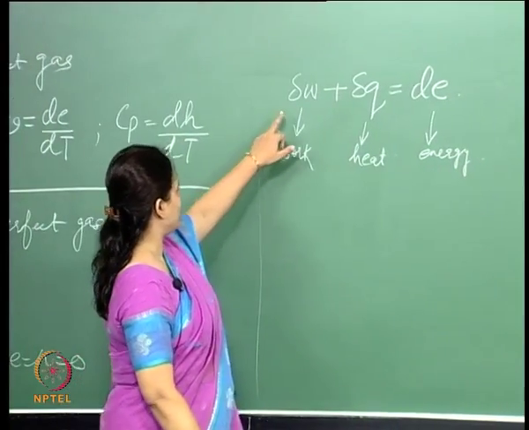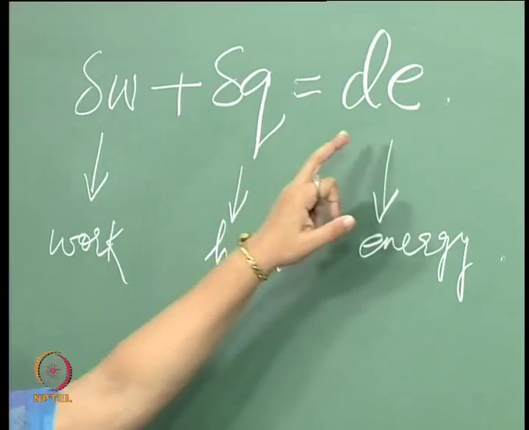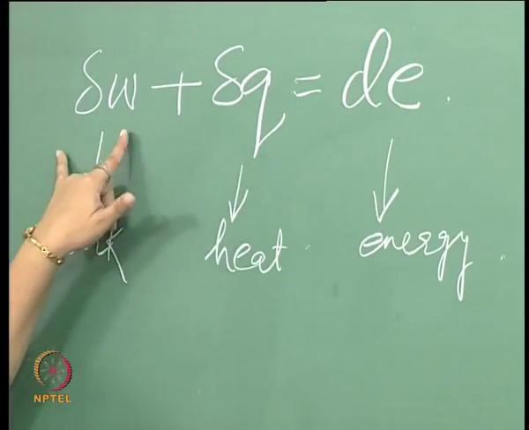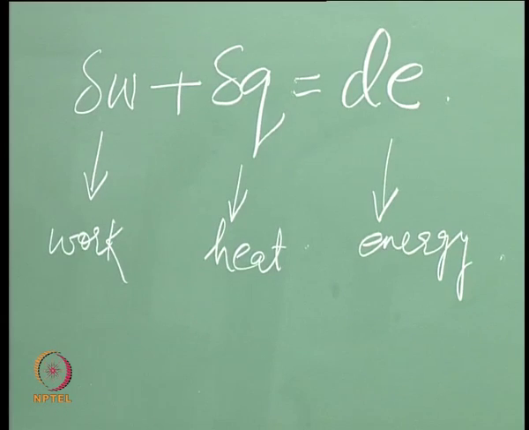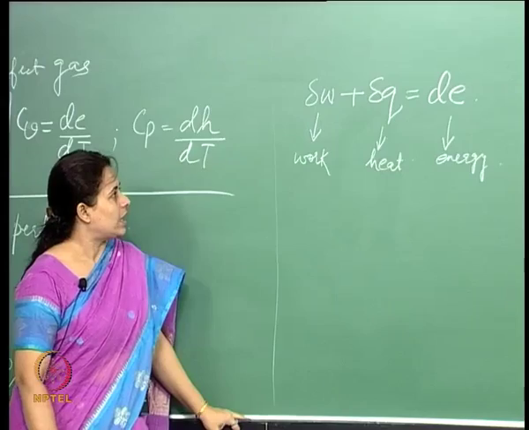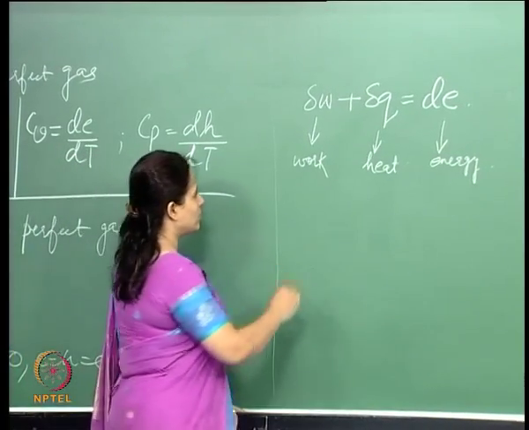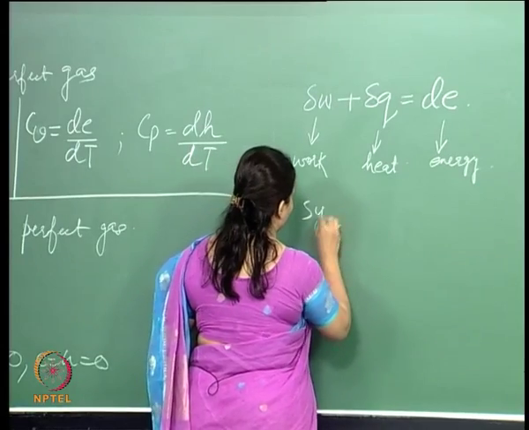And we have these delta, delta and d. So, dE is a change in energy, and delta Q and delta W are the corresponding changes in heat and work. Now, this is defined over a system.